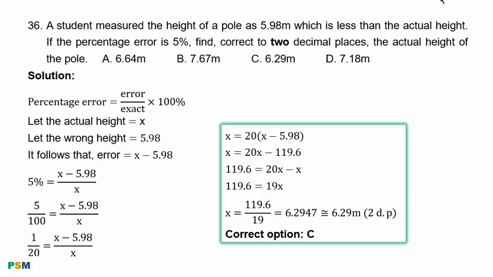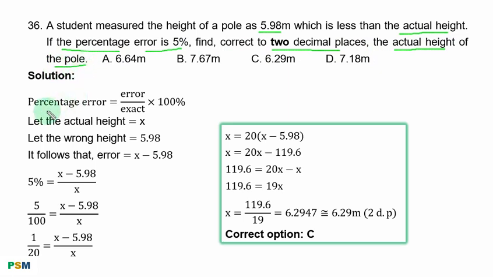Question 36. A student measured the height of a pole as 5.98 meters, which is less than the actual height. If the percentage error is 5%, find correct to 2 decimal places the actual height of the pole.